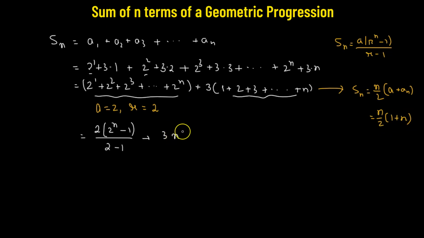We have 3n multiplied by n plus 1 divided by 2, which gives us 2 times 2 raised to the power of n minus 1 plus 3n over 2 times n plus 1. So this is going to be the sum up to the nth term of the given sequence.